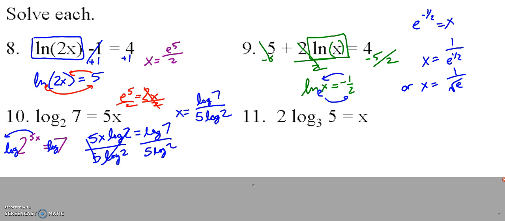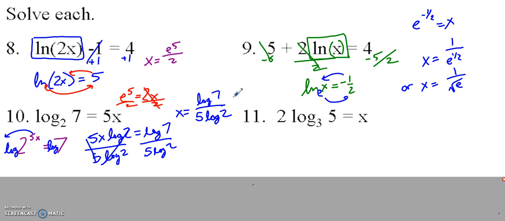So then I could use my calculator and type in log 7, because it's a common log, base 10, divided by 5 log 2. And then I would have a decimal approximation if I needed it. Okay, so again, it just depends on what you need for what you are doing. All right, we'll do one more here.